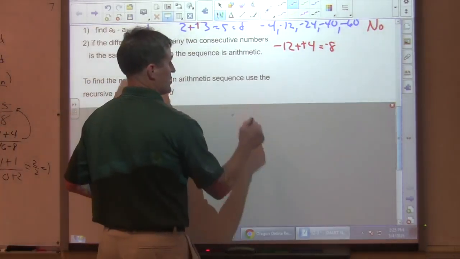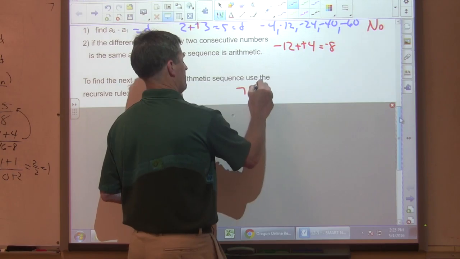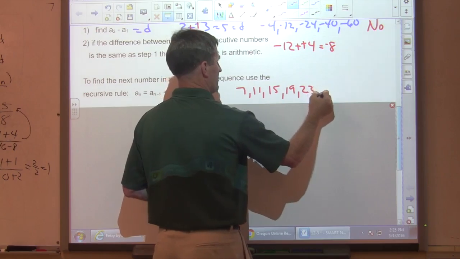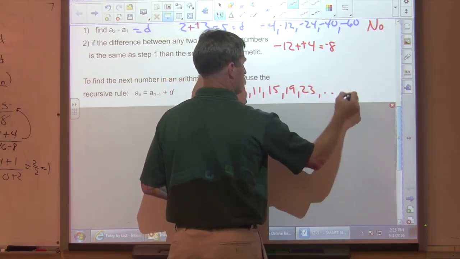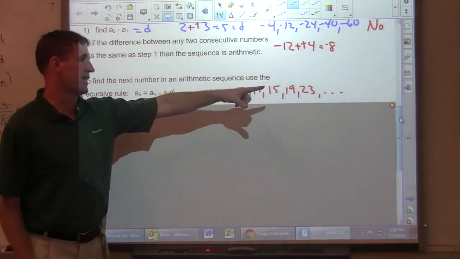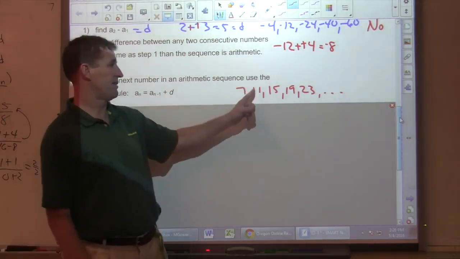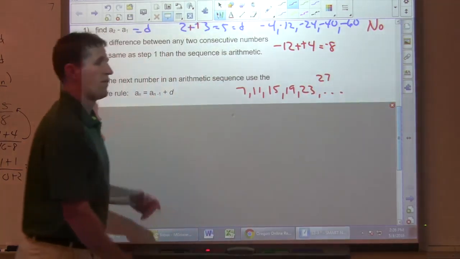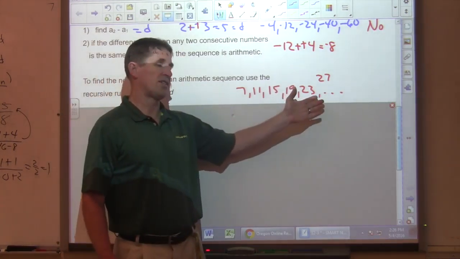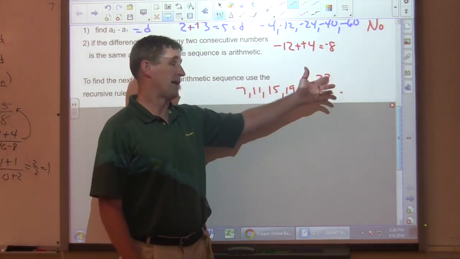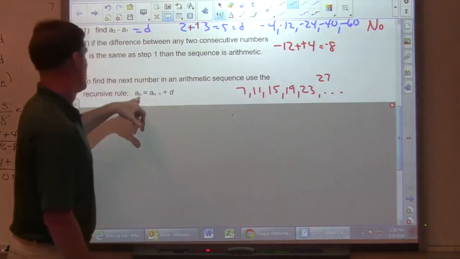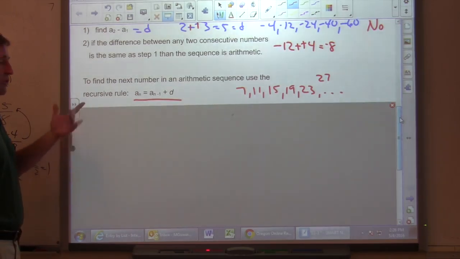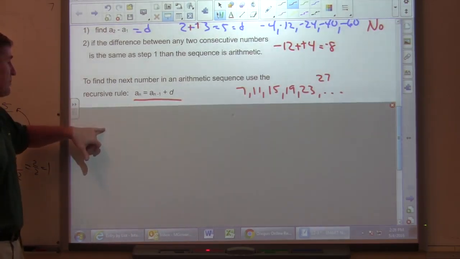If we go back to that first pattern I had up there, if I ask you to find the next number, you would just say, well, d is 4, so I'll add 4 to this, and 23 plus 4 would be 27. So they're very seldom going to give it to you where they just give you a series of numbers and then say, what's the next number? But if they do, that's how you do it. So you won't use this rule very often, all right? But you could if they just ask you to find the next number.